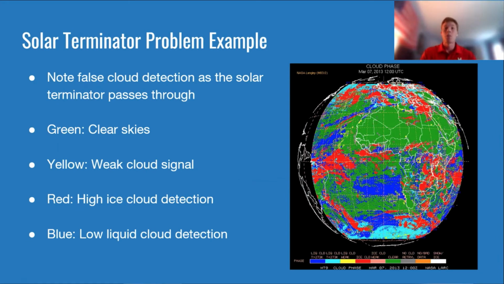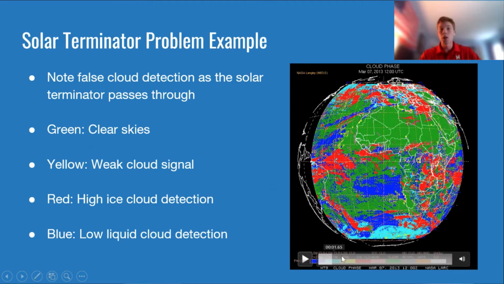So now I'm going to look at an animation. This is a cloud phase animation, which we can use to validate cloud detection from satellites. Some quick important notes: green means clear skies. Yellow is a weak cloud signal. You can see some yellow there. Blue is low liquid cloud detection, and red means high ice cloud detection. So essentially, anything that isn't green is some form of cloud detection.